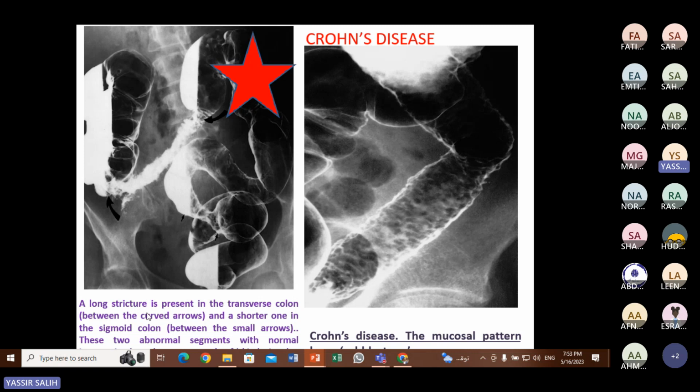That is, structures with normal parts of the bowel in between, the skip lesion. This is Crohn's disease.